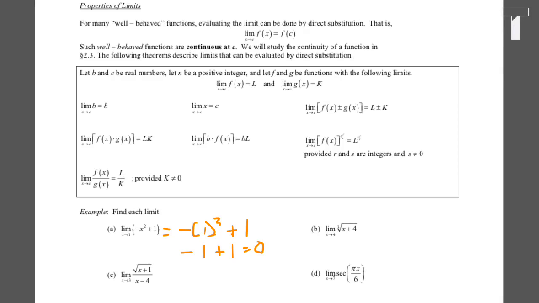So algebra can go wrong when you try to divide by 0, if you try to take the square root of a negative number, or if you try to take any logarithm, any base logarithm of 0 or any negative number. So none of those things happen. So all of these limits I can just evaluate by plugging in.